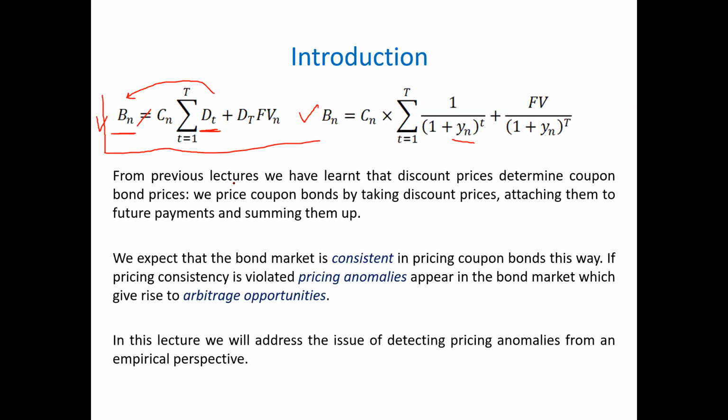So we're going to talk about pricing anomalies today, and essentially we say that if there is pricing consistency, there are no pricing anomalies, and if there is no pricing consistency, then it means that somehow pricing is anomalous in the coupon bonds market. So that's the topic of today's lecture, the first lecture. I guess this was an introduction. Let me move to the next slide.